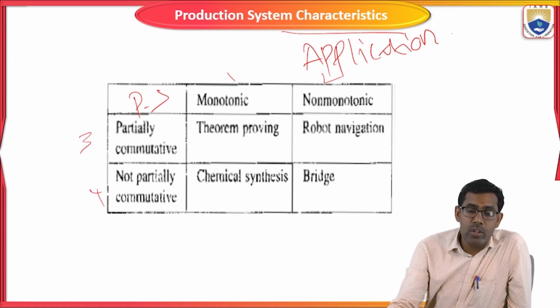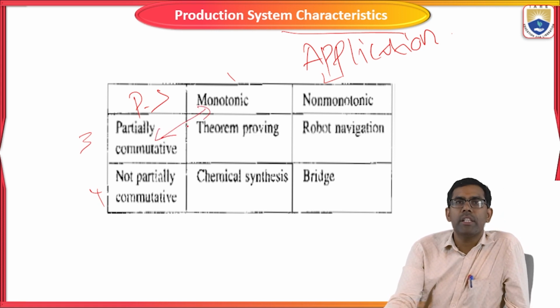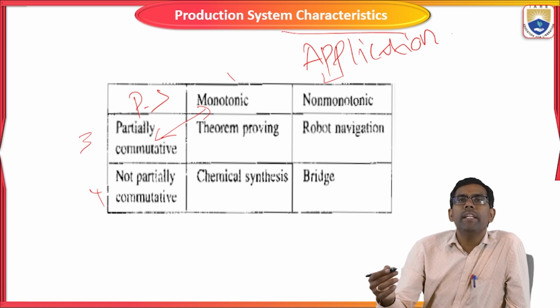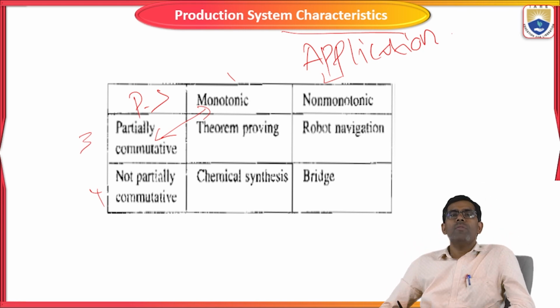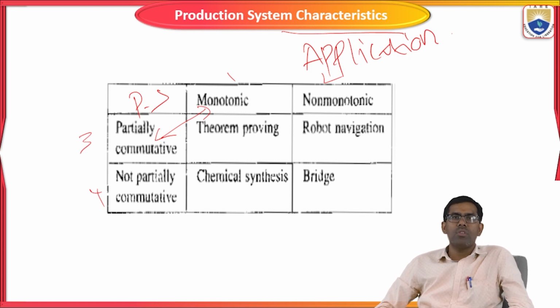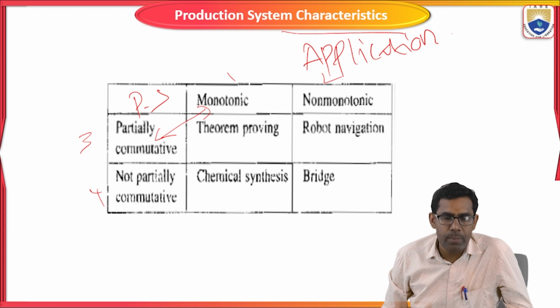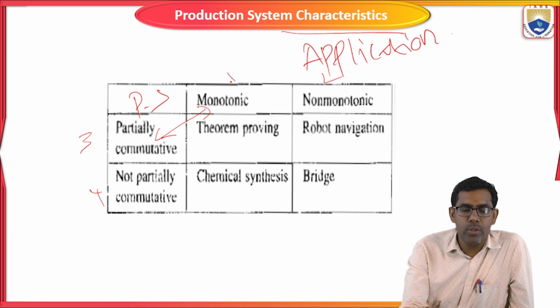If you take partially commutative and monotonic, how will it be used? It is used to provide theorem proving. If I have some problem statement, or some searching concepts for problem solving, it will provide some programmed algorithm to solve particular problems. That is theorem proving. It will make a theorem, prove it, and reach some goal, or provide an appropriate or actual solution, with partially commutative and monotonic.